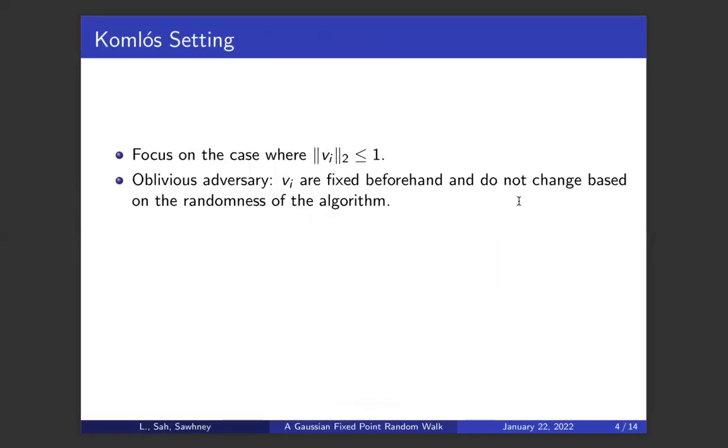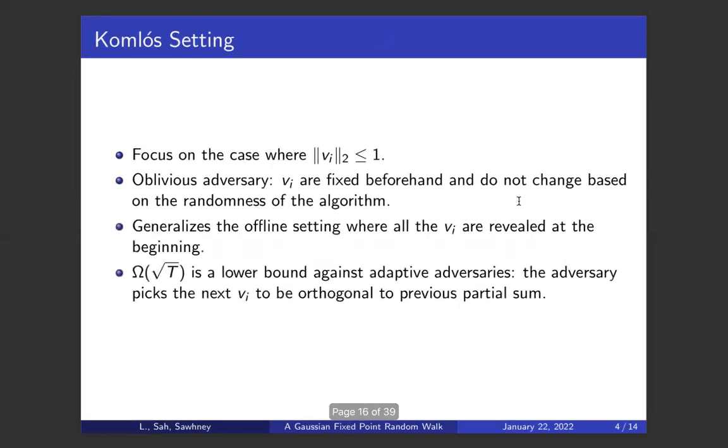The specific setting that we focus on in this talk is called the Komlós setting. In the Komlós setting, all the vectors have L2 norm at most 1, and we assume an oblivious adversary. The vectors v1 through vt are all fixed beforehand, and they don't change depending on the randomness used in our algorithm. This is a natural setting because the oblivious adversary model actually generalizes the offline model, where all the vectors are given to the algorithm up front, and we can look at all of them and decide all the signs at the same time.